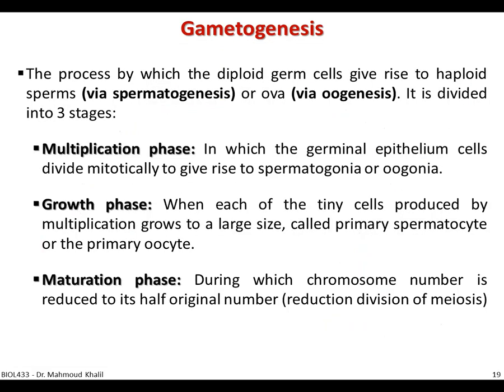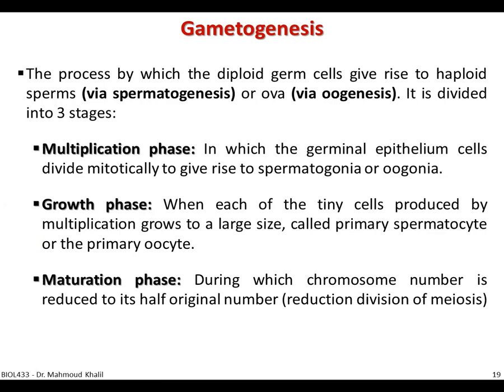So gametogenesis is the process by which the diploid germ cells, either oogonia or spermatogonia, give rise to haploid sperms via spermatogenesis or ova via oogenesis. Actually, both of them are divided into three stages: multiplication phase, growth phase, and maturation phase. In the multiplication phase, the germinal epithelial cells divide mitotically, as I said before, to renew themselves and make sure that germinal cells or stem cells are always present to give rise to spermatogonia or oogonia.